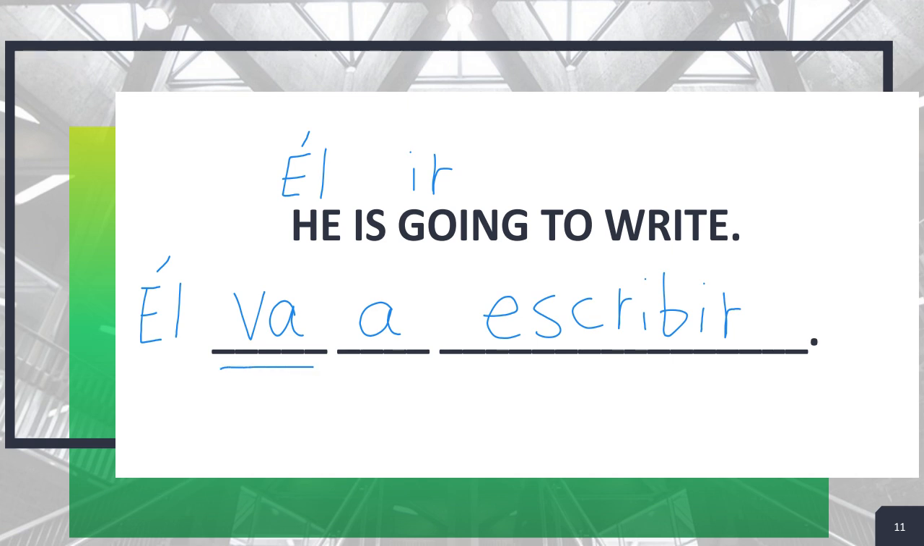We conjugate our first verb. We don't have to conjugate our second verb. We conjugated our first verb, va, right? So our second verb, escribir, just gets left alone. We don't have to do anything to it. So we have va a escribir or él va a escribir.